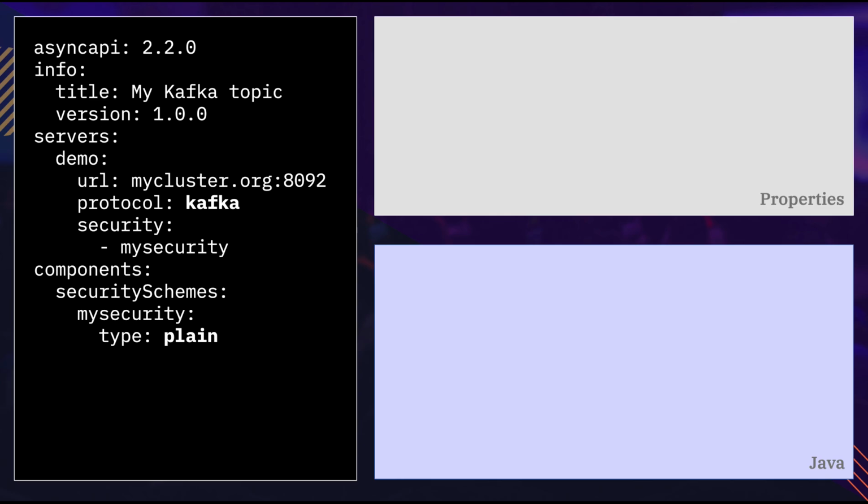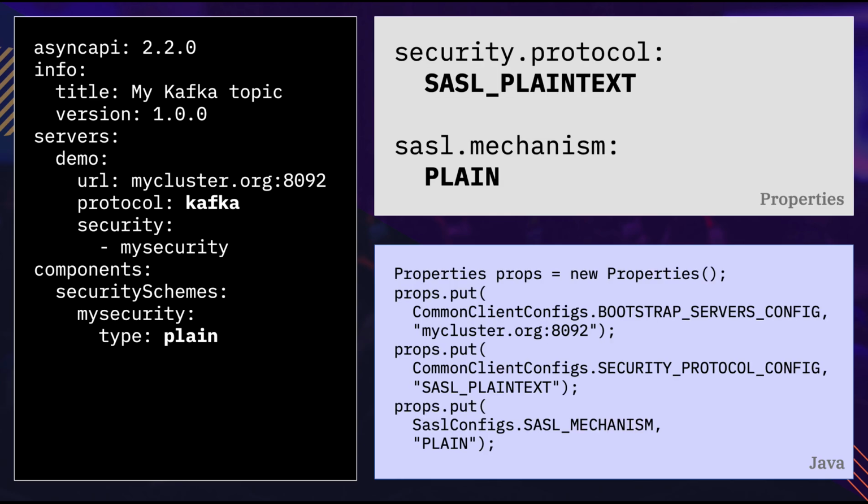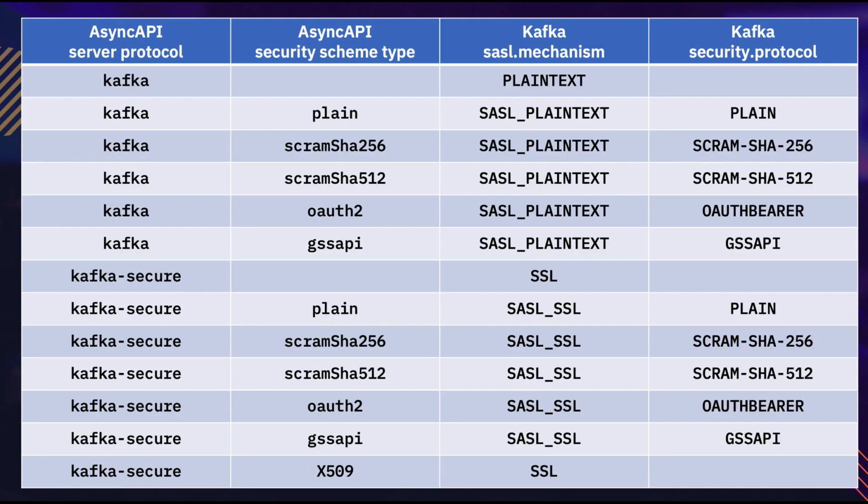So hopefully you get the idea. The server protocol and the security scheme type tell you everything you need to be able to configure a Kafka client application, everything except the credentials themselves. And to sum up, here is the full list of all the possible server protocol and security scheme type values, together with the corresponding Kafka config properties. There are some blank cells here, where you don't need to set a value. For example, if there isn't a security scheme type in your AsyncAPI document, that means you don't need to set security.protocol in your Kafka client application.